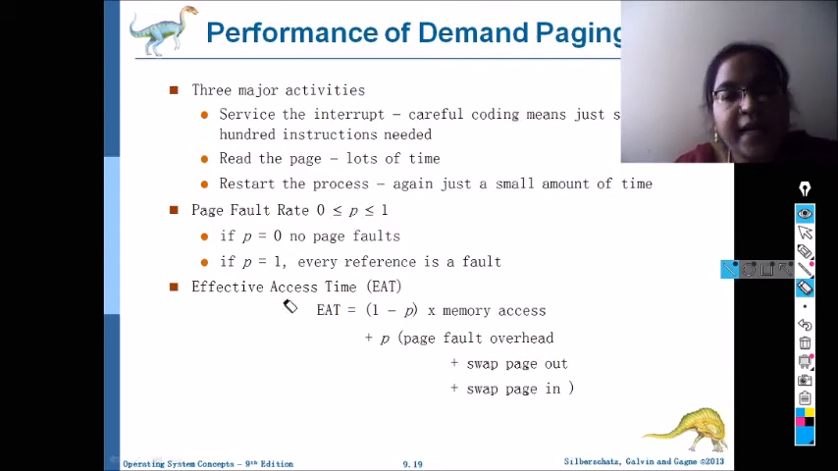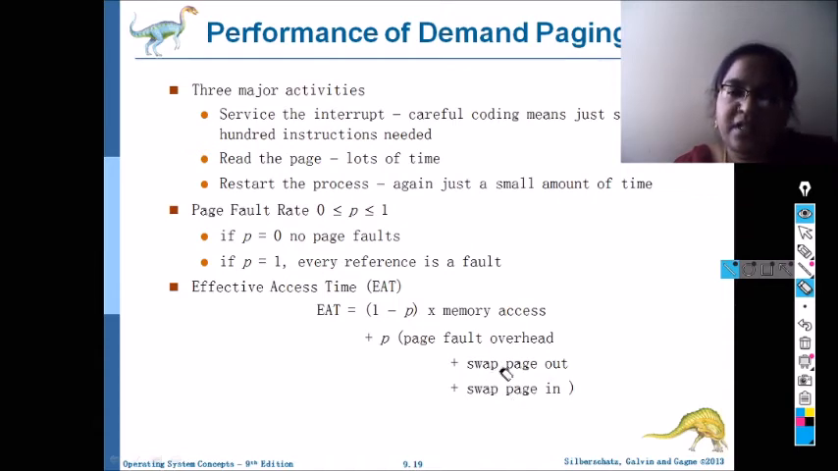Now, how do we calculate the effective access time? If P is the page fault rate, then when no page fault occurs, the term is (1 minus P) times the memory access time. Plus, if a page fault has occurred, with probability P, we also need to consider the page fault overhead: the time taken for the page fault service routine, and the time for swapping the page out and swapping the page in. To swap out some page because a free frame was not available, and to swap in the desired page, also takes some time.